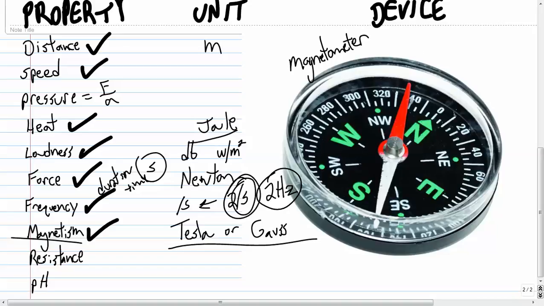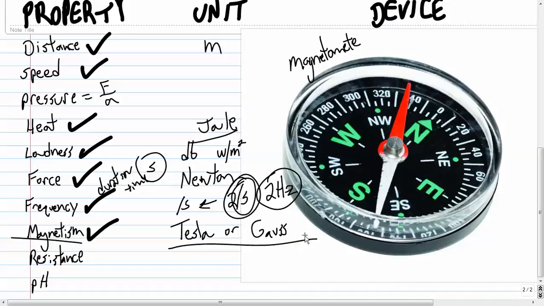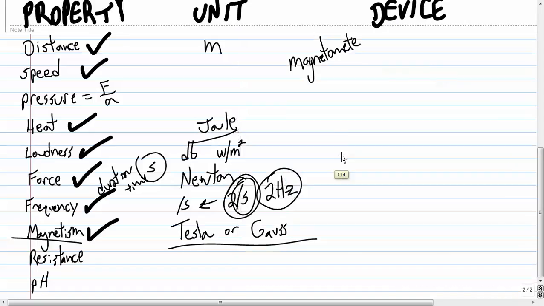Before I move on, the device that you would use to measure frequency, that I didn't write down the name of for you, is quite simply called a frequency meter.